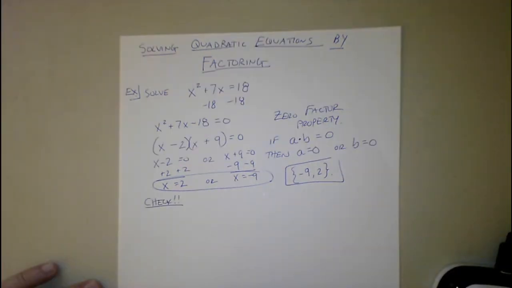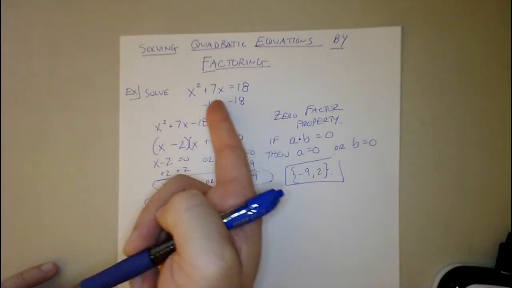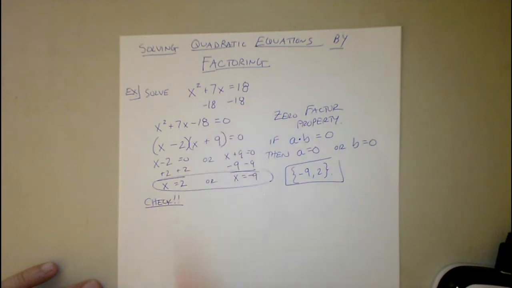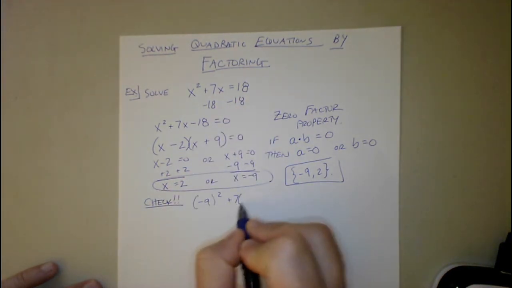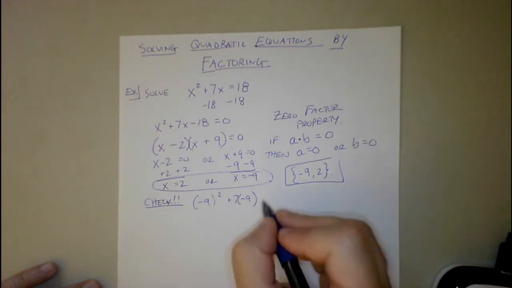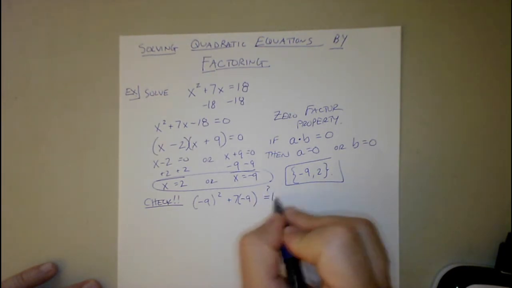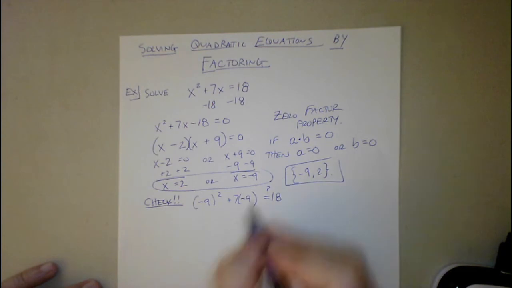Now, it's always a good idea to check your work. I'm going to go ahead and do it with the number negative 9. So I'm going to plug negative 9 into the original equation that I was given and see if I get 18. Negative 9 squared plus 7 times negative 9. And I'm going to hope that that equals 18. So I'm going to say that's equal to, with a question mark above it, because I don't know that that's going to equal 18. I'm going to check that.